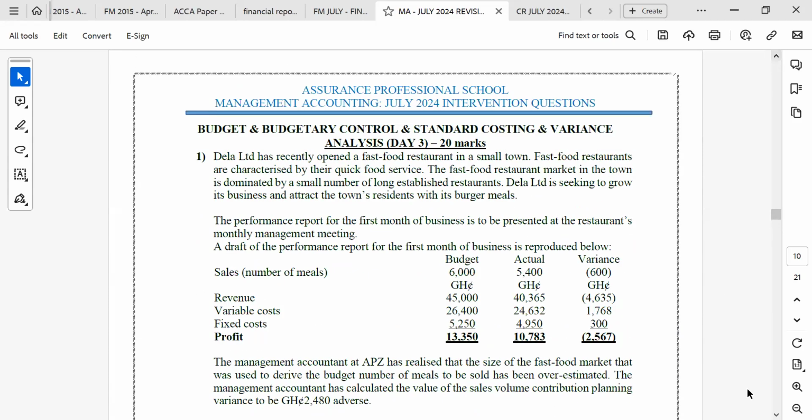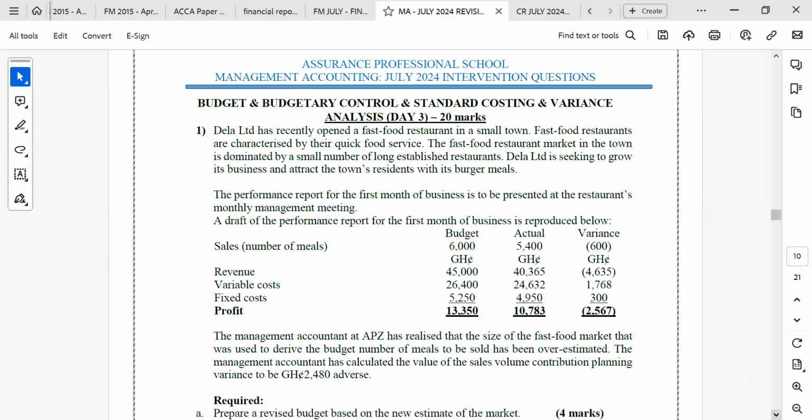Question number 1. Who is helping us with question number 1? Okay. Can I read? Yes, now.